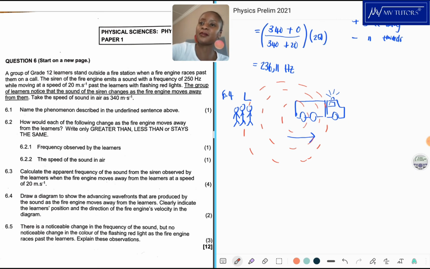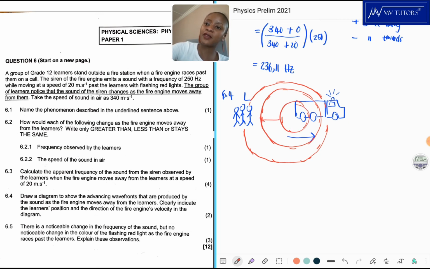Yeah, maybe I should have just made it solid. But basically, as it moves away, the wavelengths become bigger. So the space in between the wavelengths becomes bigger as it moves away. And as a result, the frequency then would decrease.